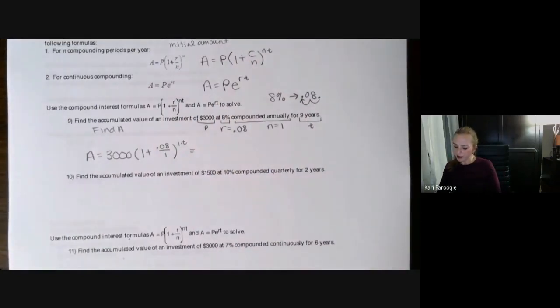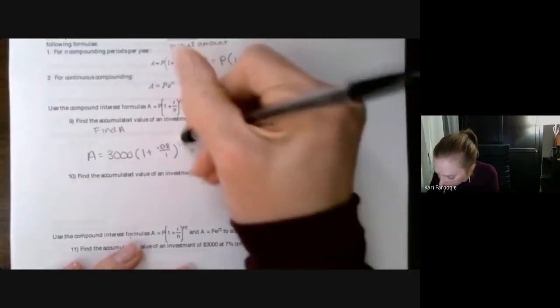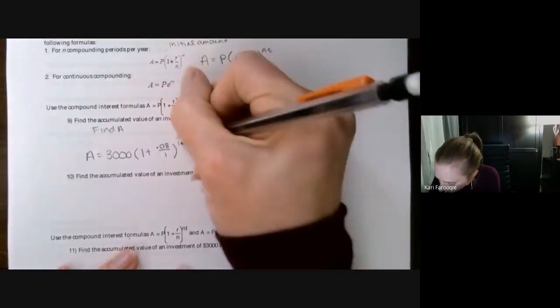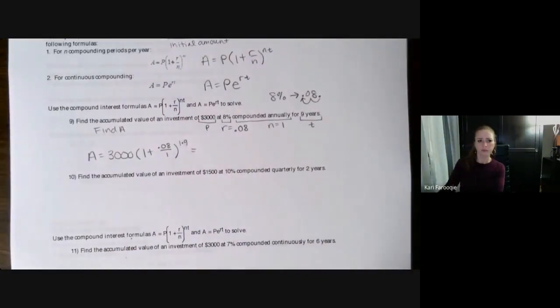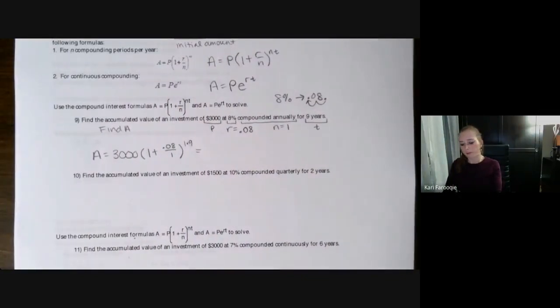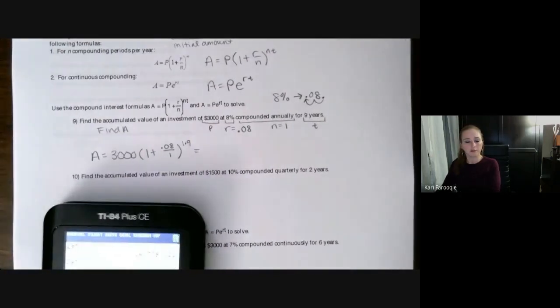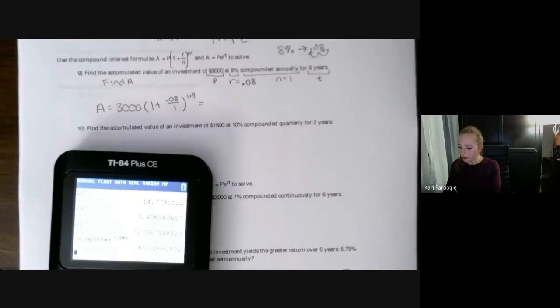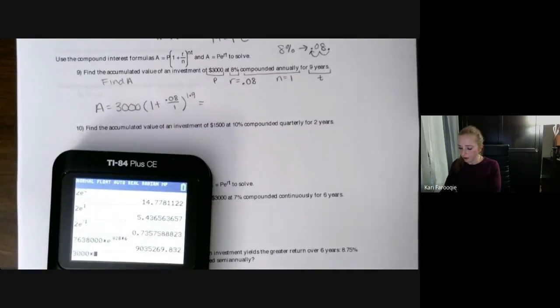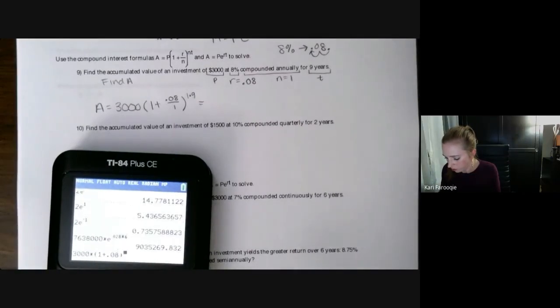All right, let's go ahead and evaluate this. Oh gosh, I put in T. I should have put in 9. Look at me, I'm just yapping away about my loans because it's such a sore subject. Okay, put this in my calculator. 3,000 times, in parentheses, 1 plus 0.08. You don't have to divide by 1 in this case, to the 9th power.